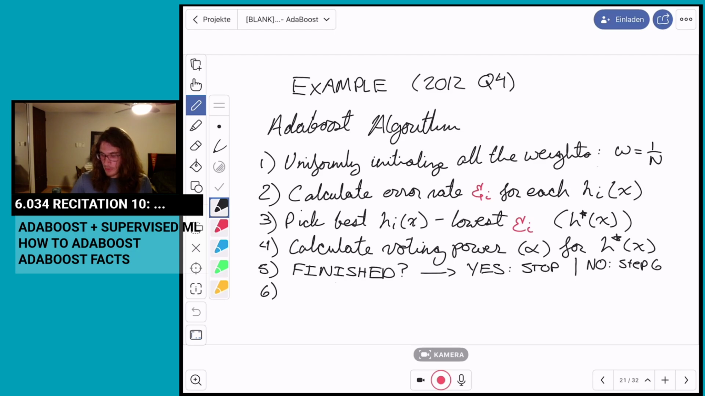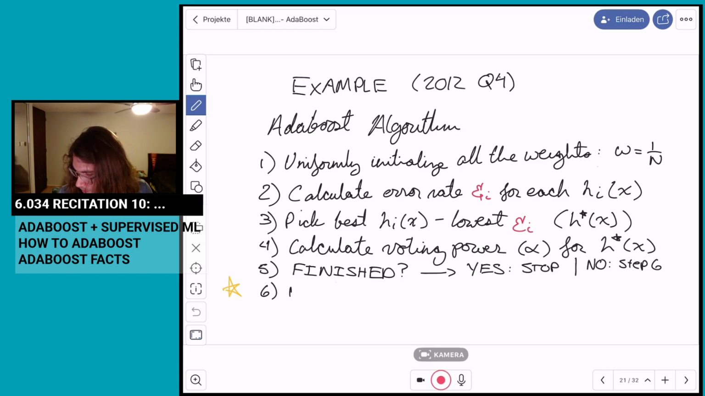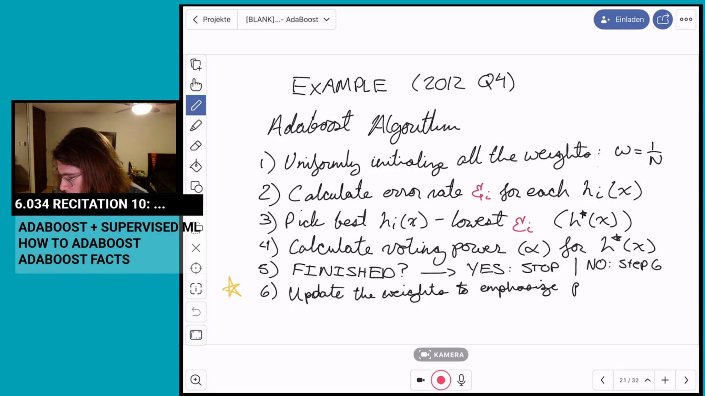So if we're finished, obviously we stop. If no, we proceed to step 3. And this is perhaps the gold star of AdaBoost, or adaptive boosting, one of the gold stars of adaptive boosting. So we update the weights. Reminder that when I talk about weights, I'm talking about the points, and when I talk about voting power, I'm talking about the classifiers. So update the weights to emphasize points that were misclassified.